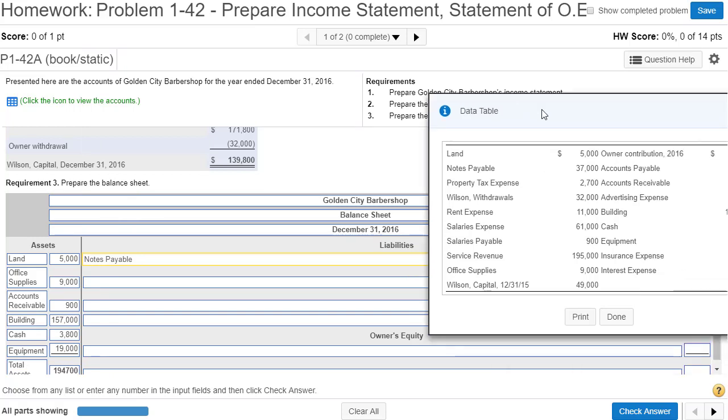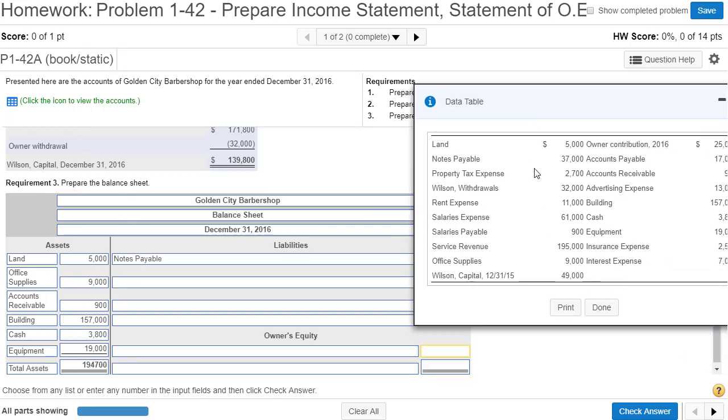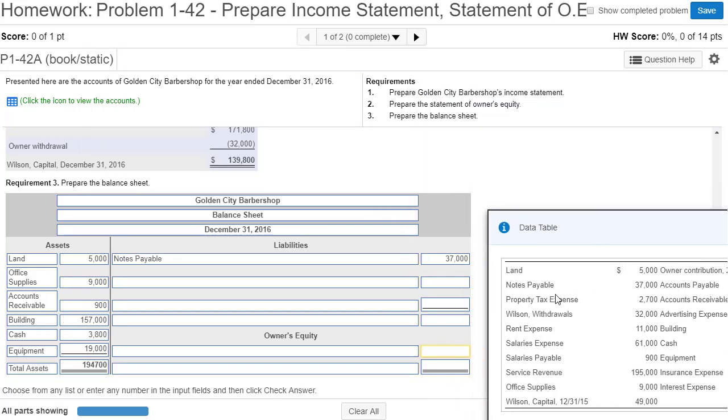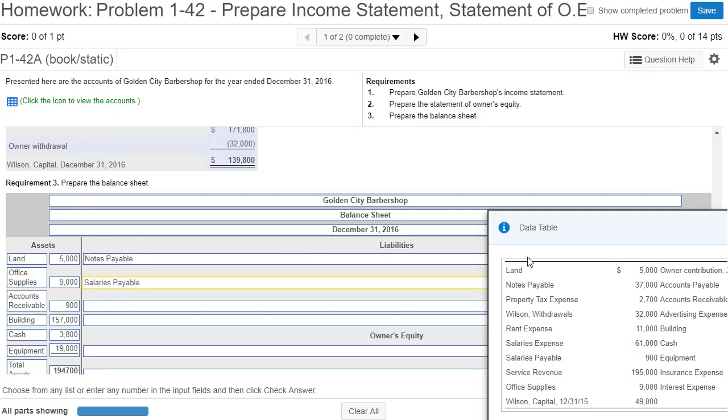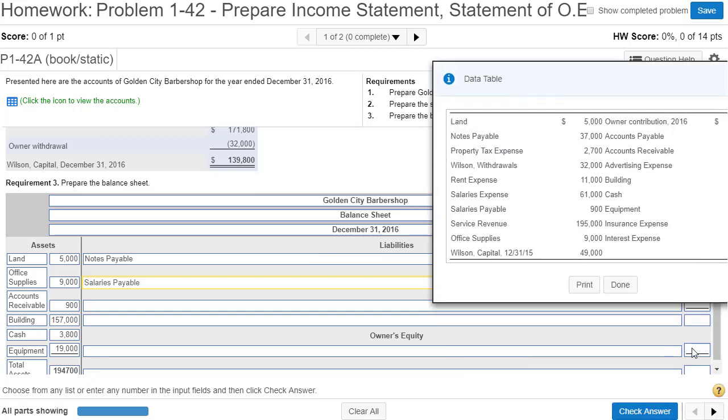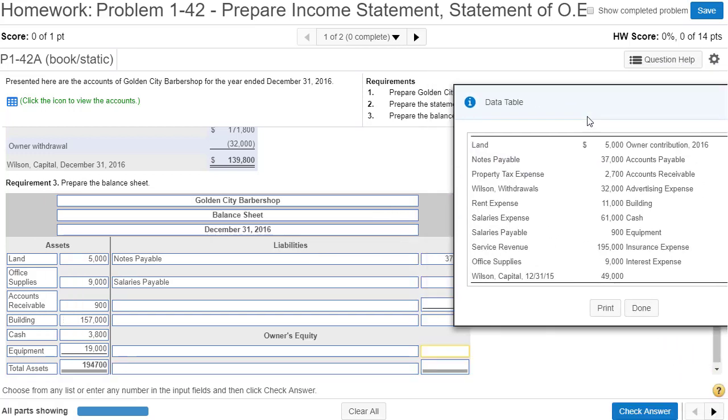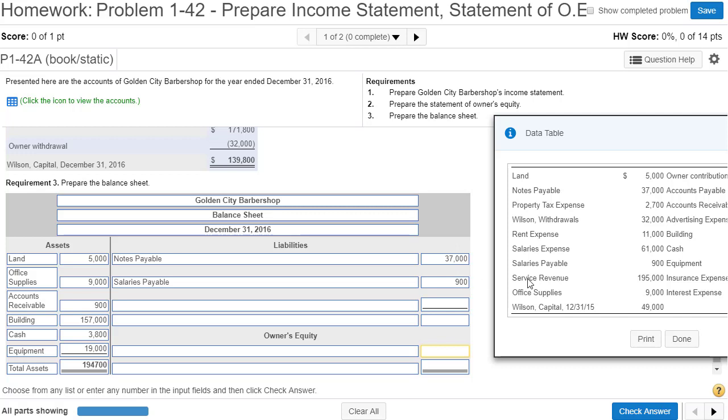Notes payable. Wish it wouldn't jump around so much. Do we have any other payables? We got a salaries payable, $900. That means as of December 31st of this year, at that point in time, the company owed their employees $900 of salaries, but hadn't yet paid them. Okay, so we now have $37,900.